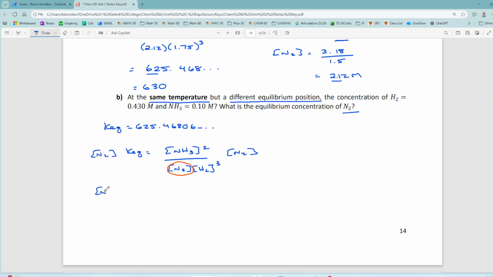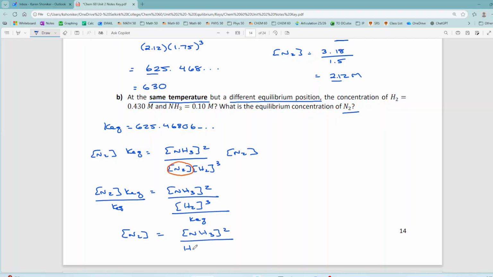So then you end up with the nitrogen times the Keq is equal to the ammonia squared divided by the hydrogen cubed. And then I want to get nitrogen by itself, so I'm going to divide both sides by Keq. Now, when you divide by Keq, what actually happens is that the Keq comes into the denominator. So you're going to have ammonia squared divided by hydrogen cubed and Keq. So I've rearranged the formula.